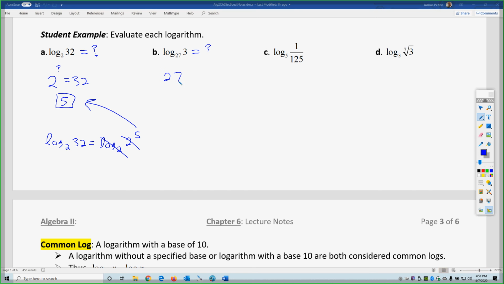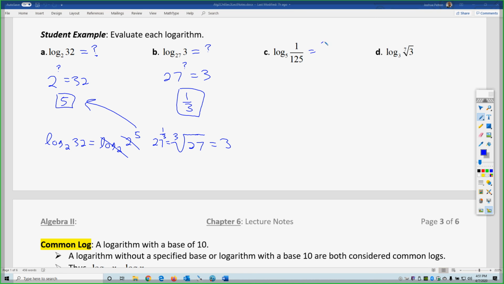So this is some value. So 27 to what value is 3? I need to make it smaller. I can't use a negative, that'll flip it. So it must be 1/3 for a radical, because the third root of 27 is 3. Because essentially at the end of the day, 27 to the 1/3 is the third root of 27.